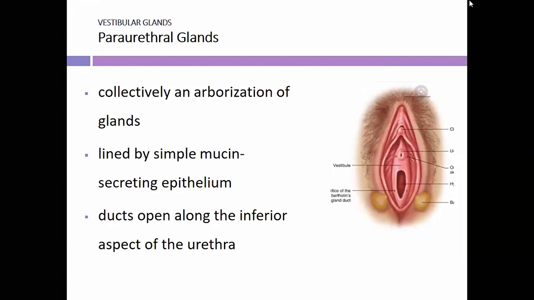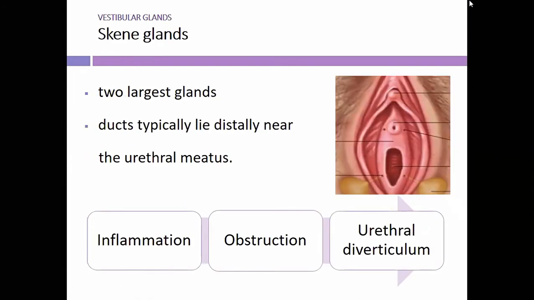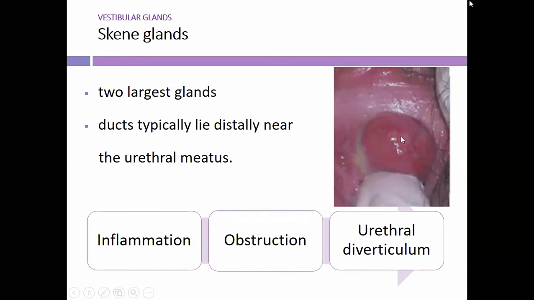Now, there are also the paraurethral glands. These are the ducts of the paraurethral glands, which are also lined by simple mucin-secreting epithelium. Now, these paraurethral glands, the Skene's glands, can also be inflamed. And if this is obstructed, it will result in a urethral diverticulum.